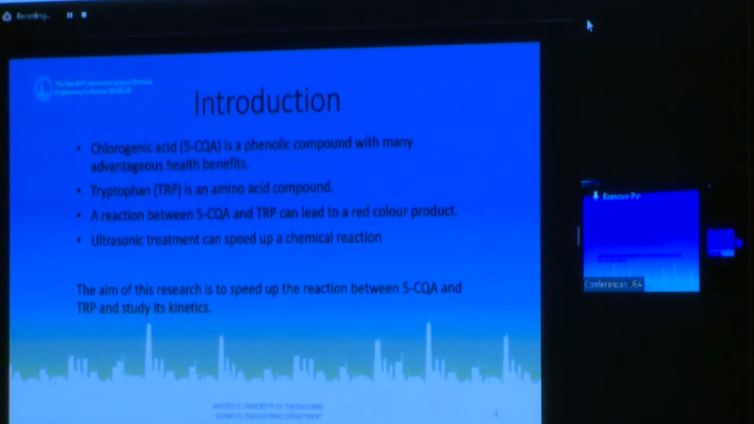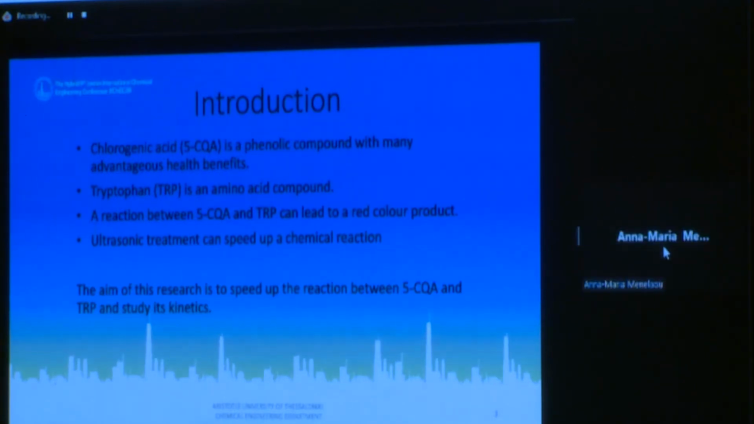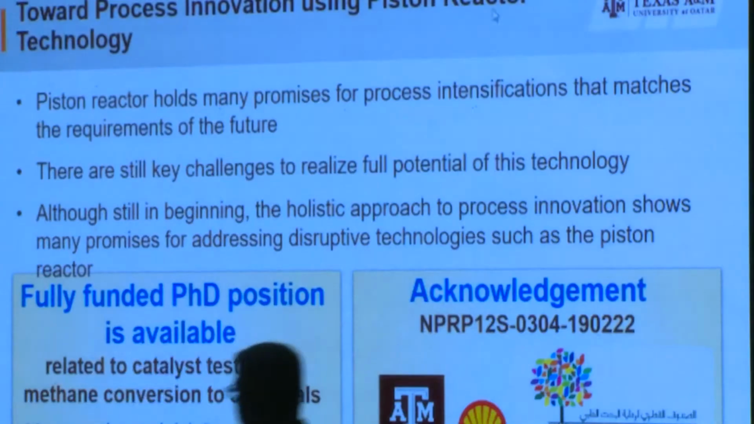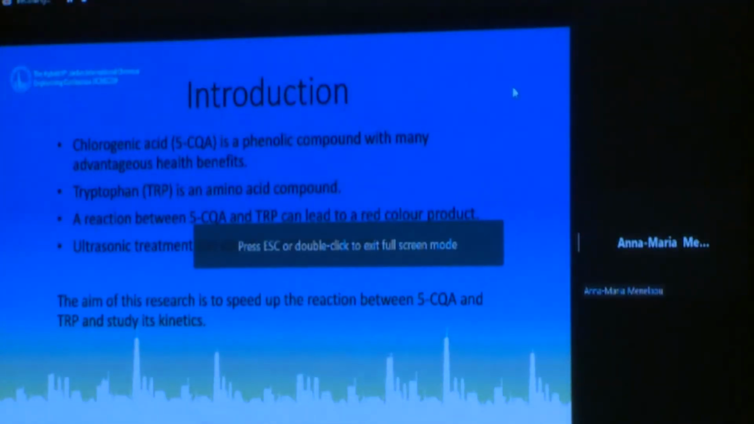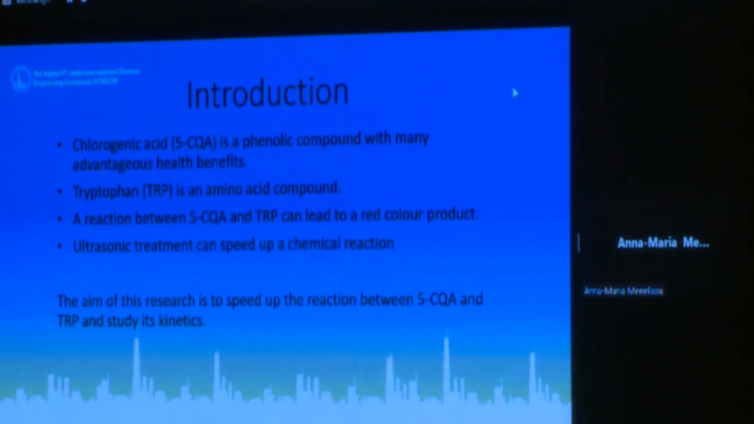Chlorogenic acids are biologically important phenol compounds produced by plants and are mostly present in certain fruits, vegetables, and plant species. There are many advantageous health benefits linked to the chlorogenic acids family. The reaction between 5-CQA and amino acids commonly leads to greening of the mixtures. An exception to this was the formation of a red color in a reaction between 5-CQA and tryptophan.